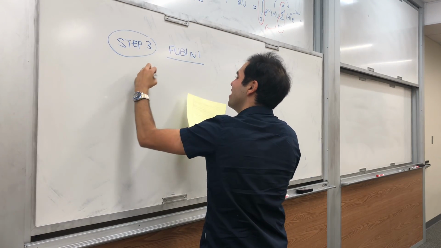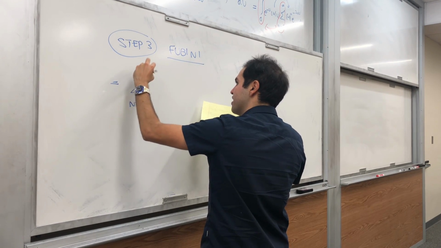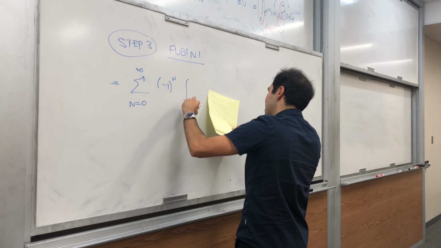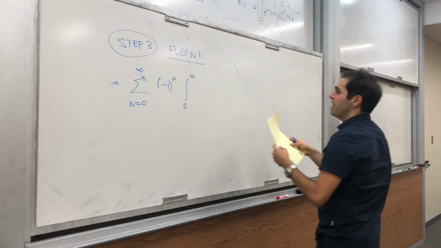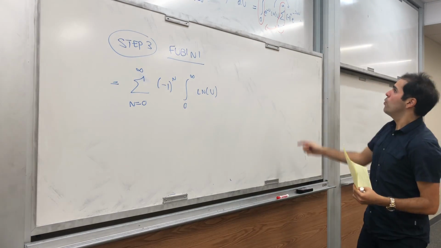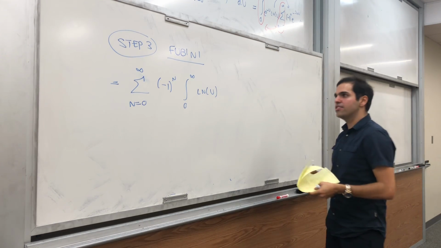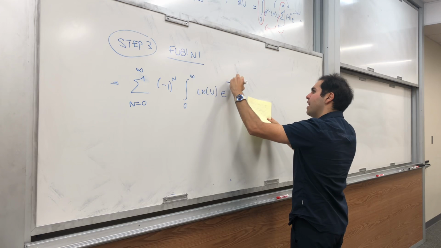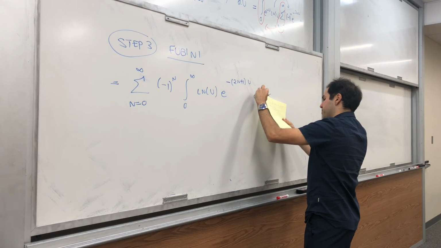So our integral equals then the sum from 0 to infinity of minus 1 to the n, integral from 0 to infinity. So we still have this ln of u, and remember we had this e to the minus u and e to the minus 2nu, which we can put together as e to the minus (2n plus 1)u du.